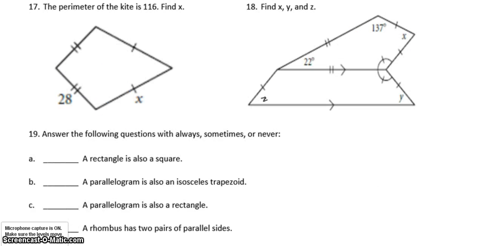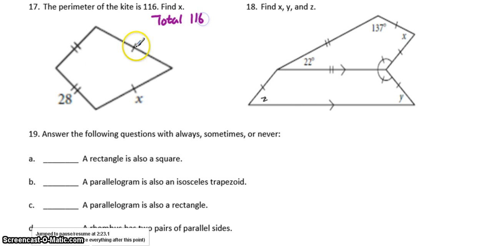17 and 18 require a little more thinking, a little more challenging, but not too bad. 17. The perimeter of the kite is 116. Find x. Well, we know that the total perimeter is going to be 116. What can we fill in here? Well, we know that this side is 28, and since this is a kite, this side will also be 28. Again, since this is a kite and this side is x, this side will also be x.